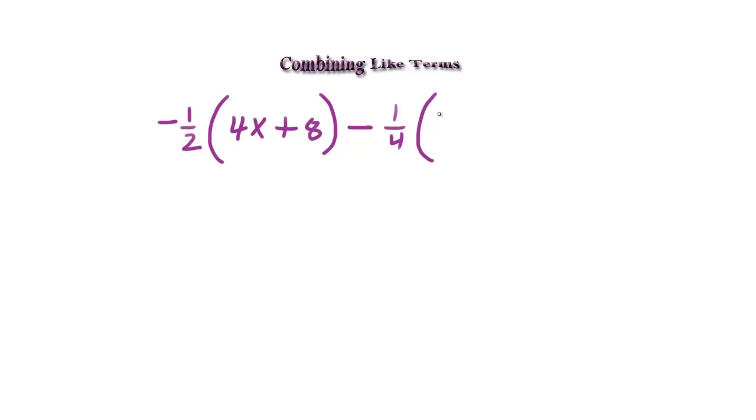Alright, so for this one we're gonna go crazy, right? Let's say we have -1/2 in parentheses 4x plus 8 minus 1/4 in parentheses -16x plus 4. Right? So we're going to try to simplify this expression here.